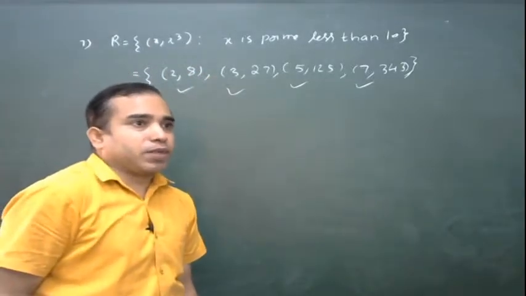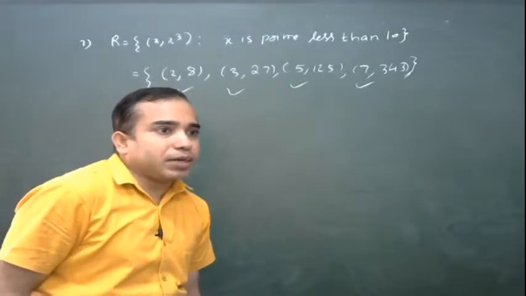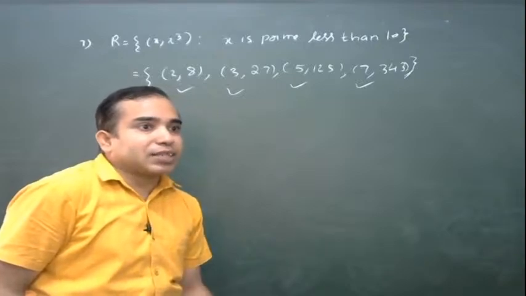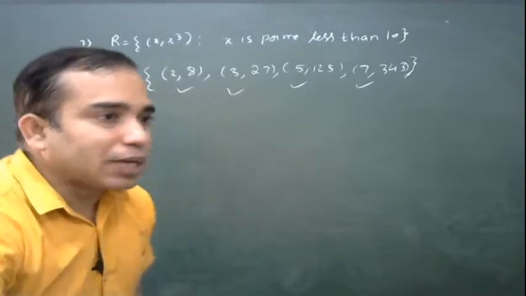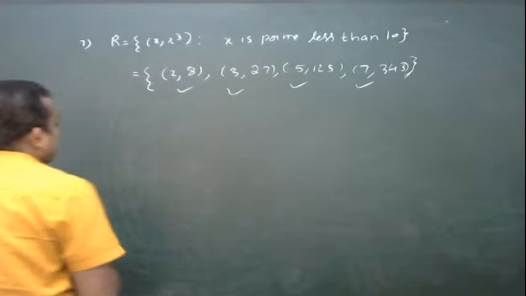Fine, nice. The next one, have a look at question 8th please. There set A is given, set B is given, and they are asking us to find the number of relations from A to B. Nice question, conceptual question, totally conceptual. Let A be x, y, z and B be 1, 2.